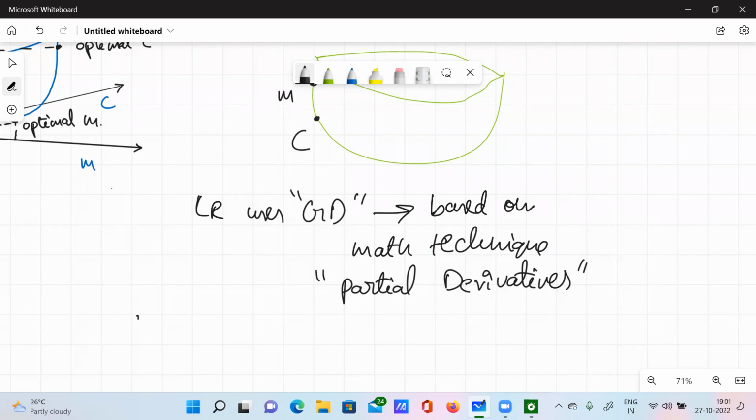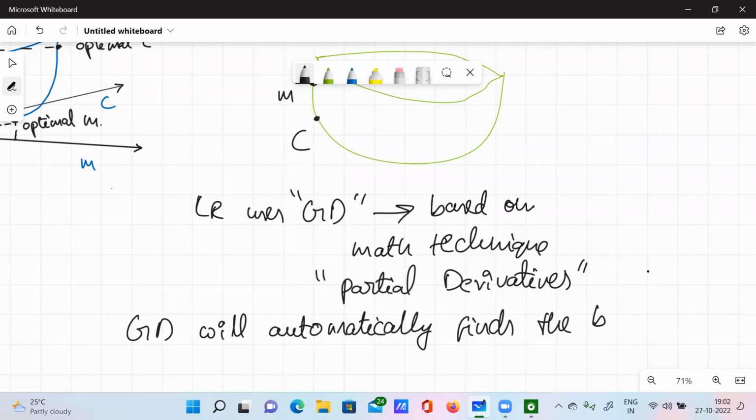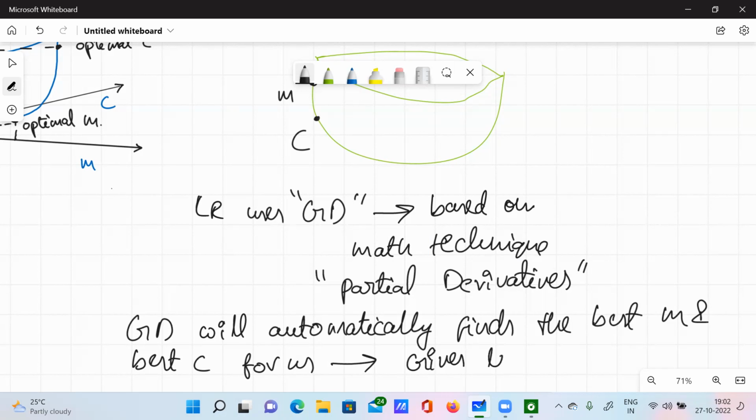What happens is, this gradient descent will automatically find the best M and best C for us, which in turn gives the least mean sum of the squared error. Did you get that? So this is the thing here.